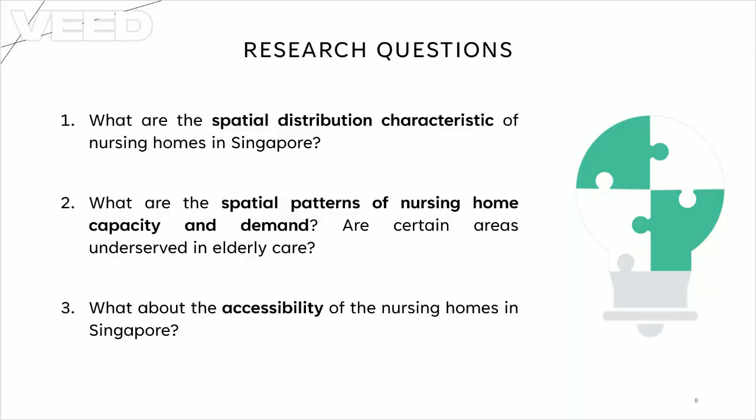Our research questions are: 1. What is the spatial distribution characteristic of nursing homes in Singapore? 2. What are the spatial patterns of nursing home capacity and demand? Are certain areas underserved in elderly care? 3. What about the accessibility of the nursing homes in Singapore?